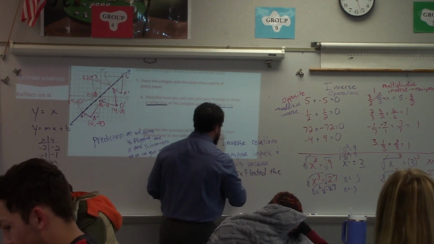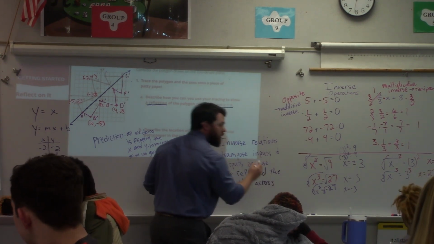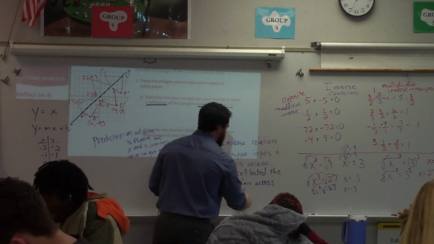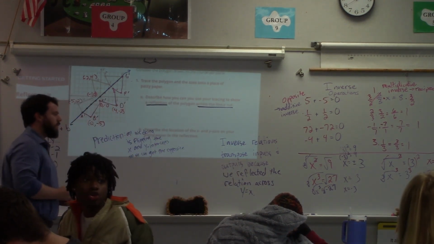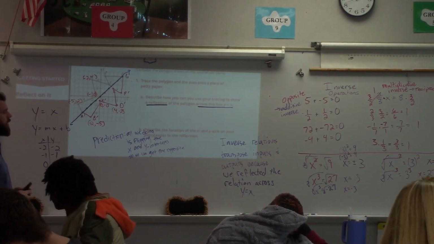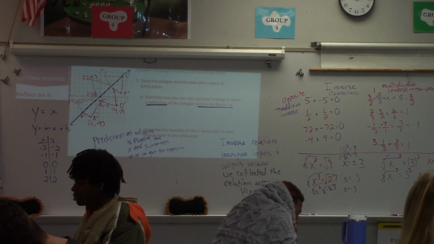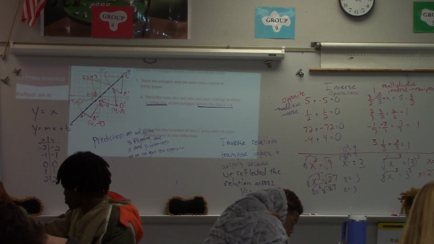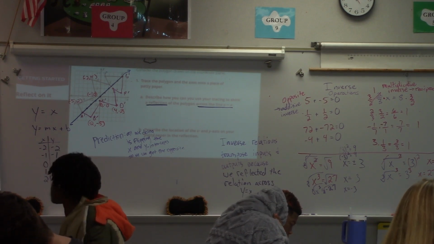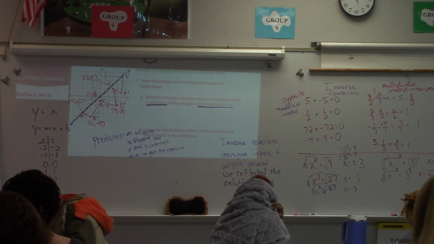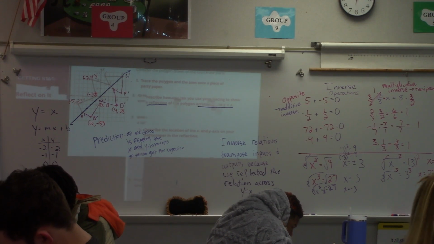There we go. We reflected the relation across the line y equals x. So the inverse, I would add that onto that piece. I can't believe I forgot to mention that detail. But it's not just that we're magically transposing inputs and outputs. We transposed inputs and outputs because we reflected across the line y equals x. Okay? Treat it like every day.